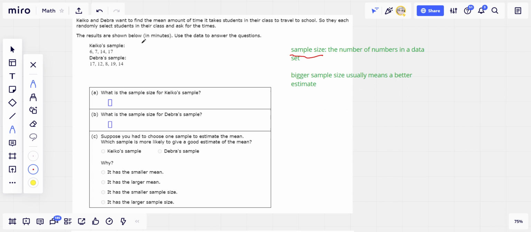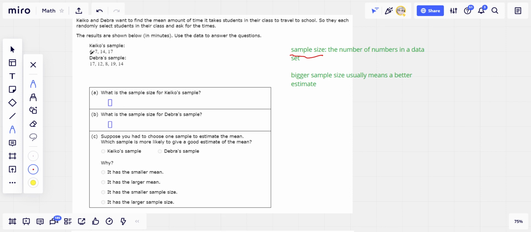So in this one, it says Keiko and Deborah want to find the mean amount of time it takes students in their class to travel to school. So they randomly select students in their class and ask for the times. Results are shown below. So it looks like Keiko asked 4 people and she got those numbers. And Deborah asked 5 people and got those numbers. And we're being asked what's the sample size for Keiko's sample and what's the sample size for Deborah's sample.